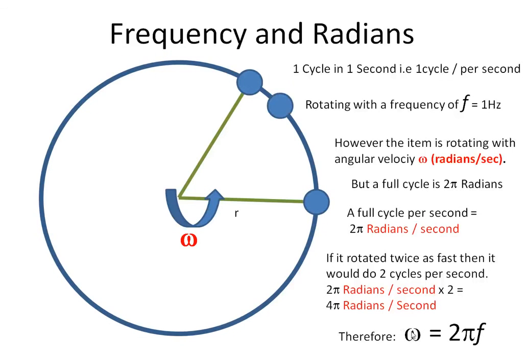Therefore we can see that the angular velocity omega is equal to 2 pi times the frequency. So 2 pi times the frequency is equal to the angular velocity. And that concludes our screencast.